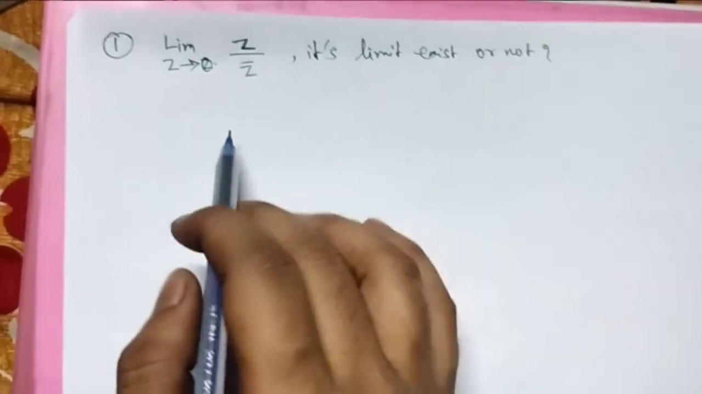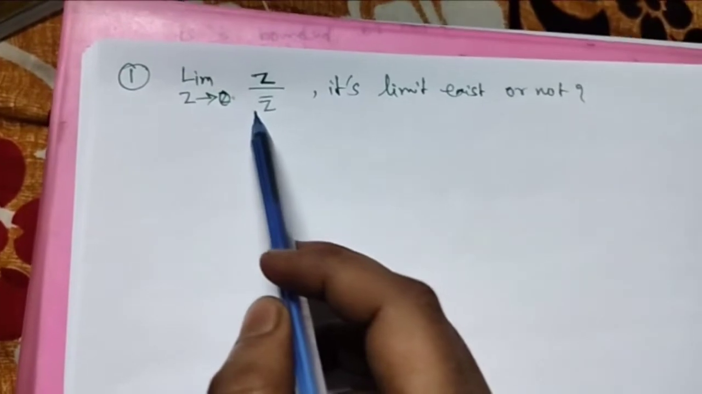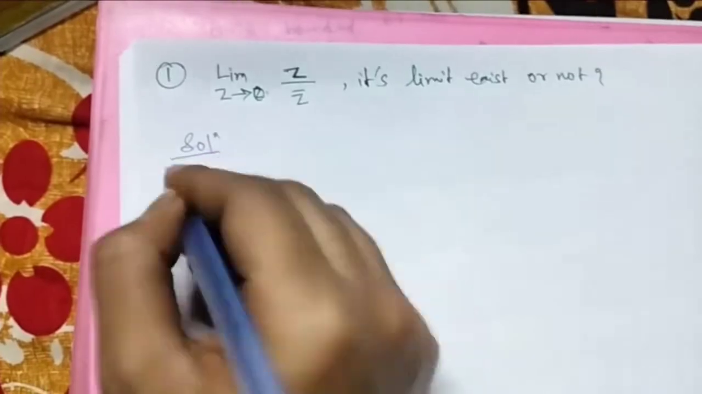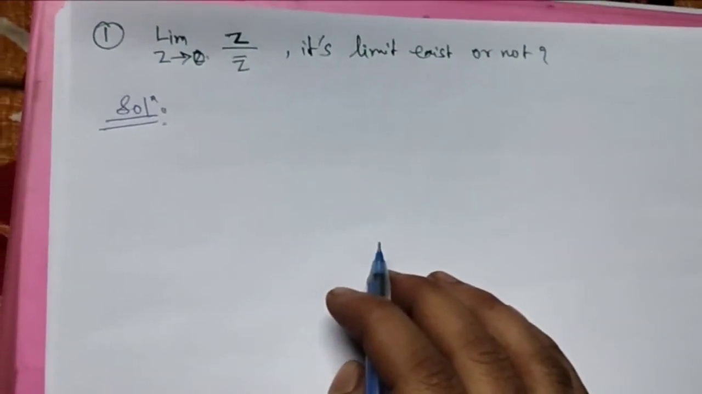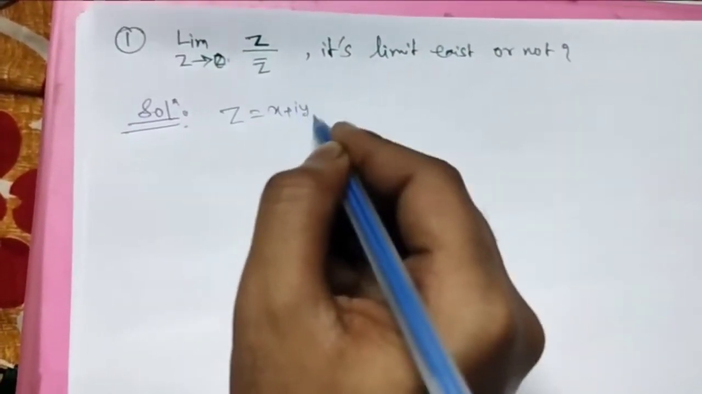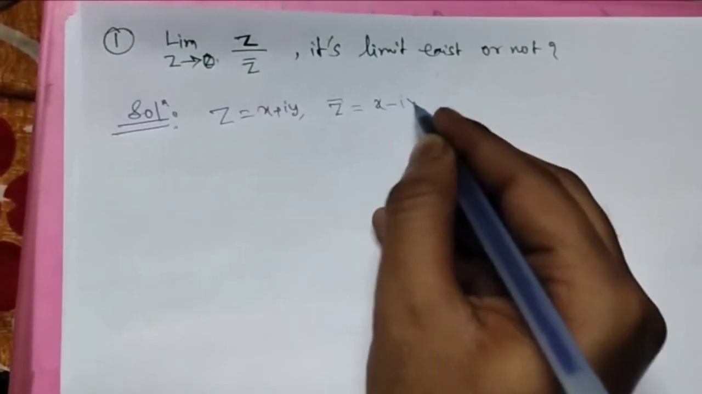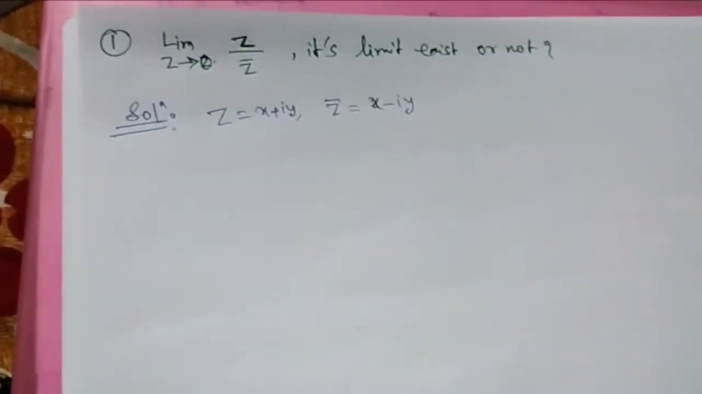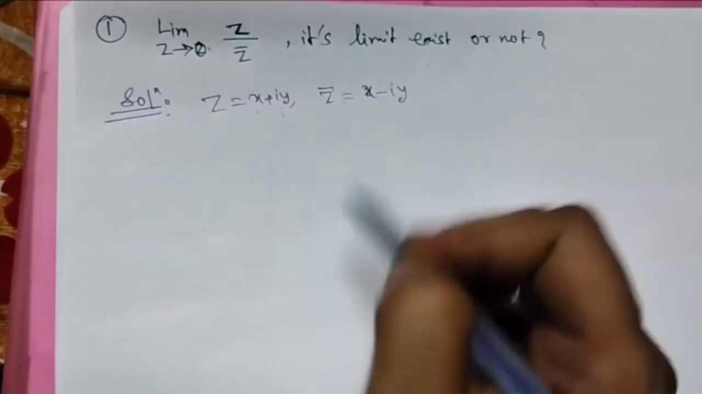So here one question is, the limit z tends to 0 of z by z bar, its limit exists or not. So its solution, what is that? We know that in the complex number system, that is in our first lecture, z is equal to x plus iy, and similarly z bar is x minus iy. अगर ये आपको पता नहीं है तो आप पहले वीडियो देख सकते हैं. So z is equal to x plus iy and z bar is equal to x minus iy.